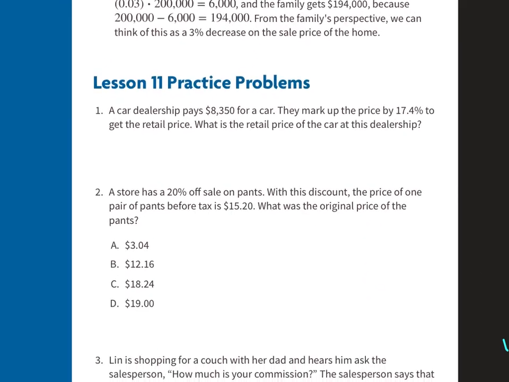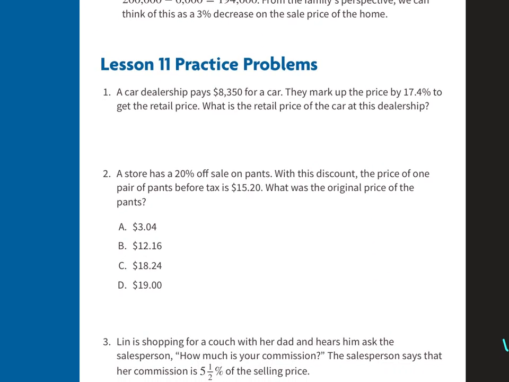All right, 2 problems on your assignment again today. A car dealership pays $8,350 for a car. They mark up the price 17.4% to get the retail price. What is the retail price of the car at this dealership? All right, so all we have to do is figure out, it's a 17.4% increase. So if we start with 100% and we add 17.4%, we get 117.4%. We're going to multiply it by 8350, and that's going to be my total price.